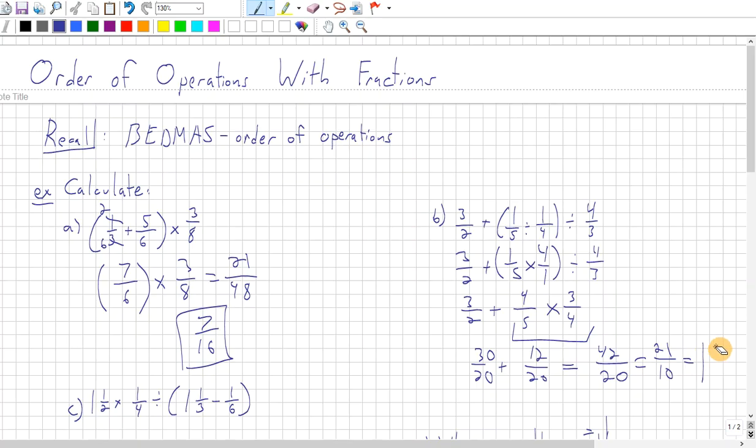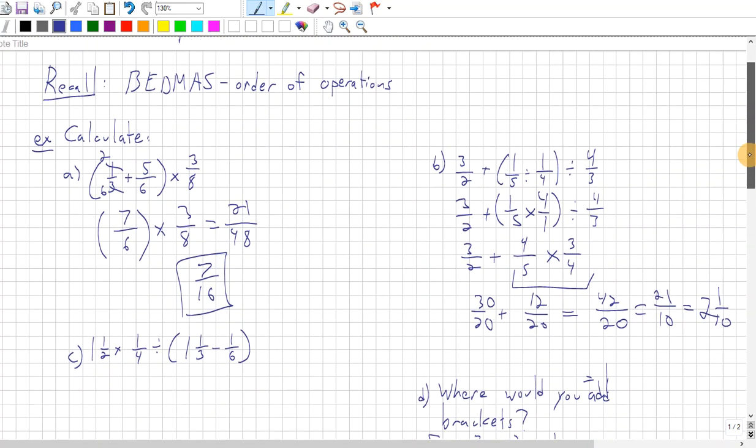You could rewrite this as 2 and 1/10 to get it as a mixed number. And that would be your final answer. Okay, moving on.